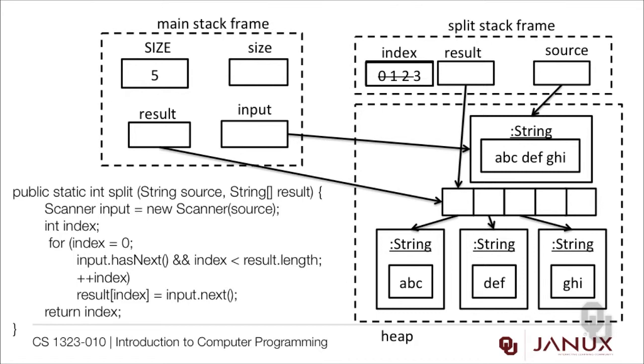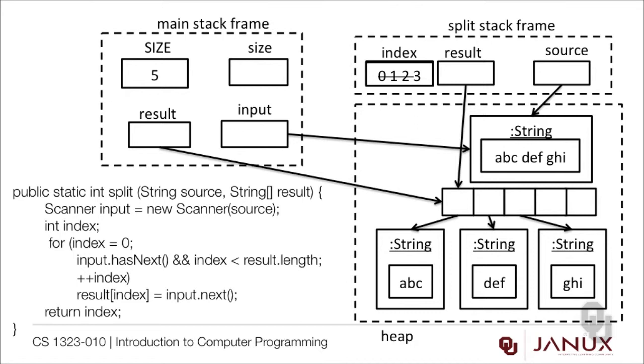And now we return index. Now at this point, the value in index is 3. It's very important for us to notice what's going to happen. The split stack frame is going to disappear when this method is over. And anything that's pointed to by only data in the split stack frame is going to disappear too.